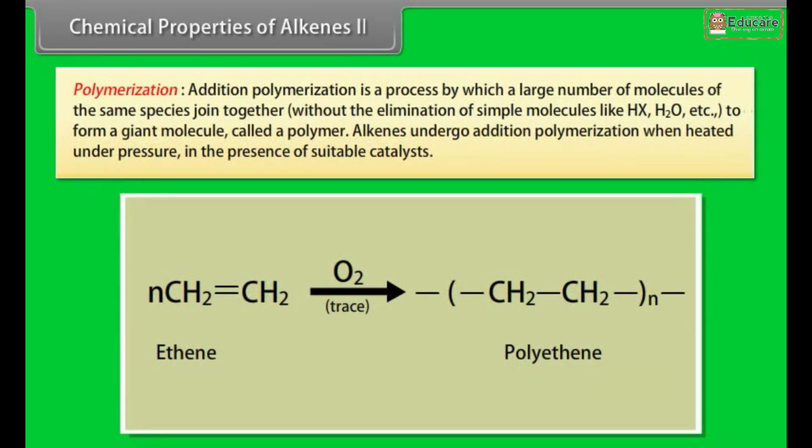Polymerization. Addition polymerization is a process by which a large number of molecules of the same species join together, without the elimination of simple molecules like HX, H2O, etc., to form a giant molecule called a polymer. Alkenes undergo addition polymerization when heated under pressure in the presence of suitable catalysts. When ethene is heated to 1000 degrees centigrade under 1000 atmospheric pressure in the presence of oxygen, we get polyethene.